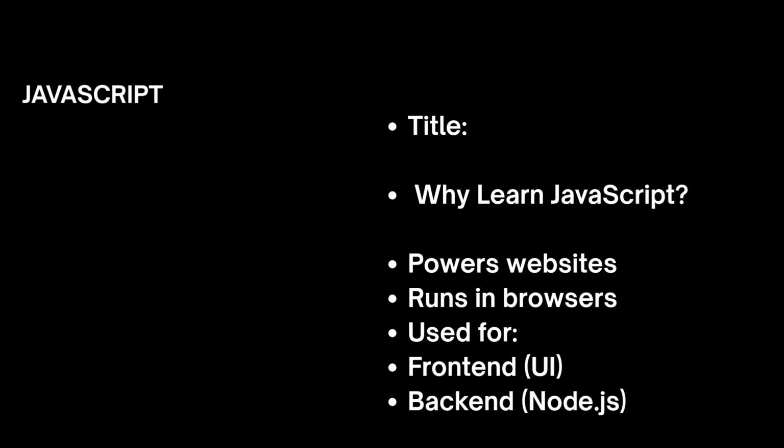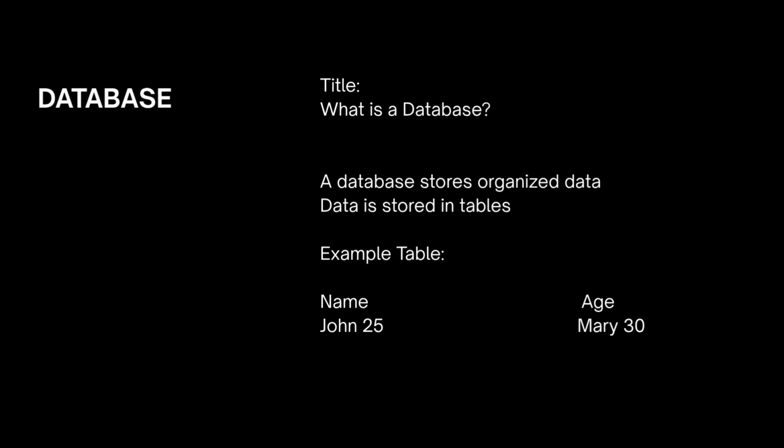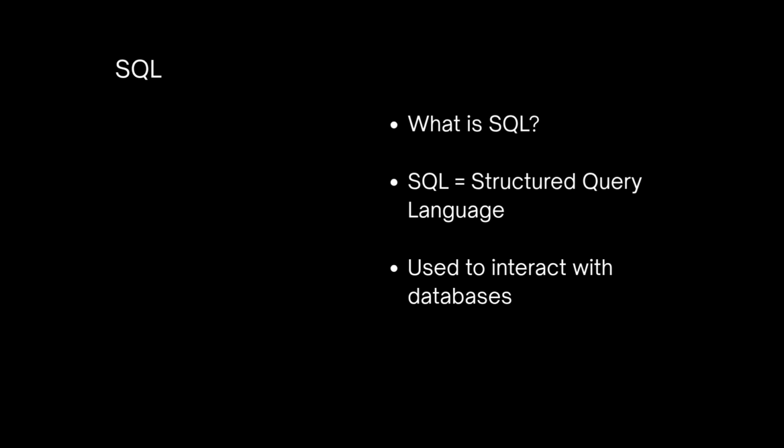Now let's talk about databases. A database is simply a place where data is stored in an organized way. Data is usually stored in tables. For example, you can have a table with names and ages. This makes it easy to store and find information.